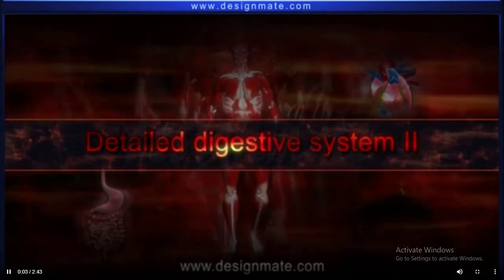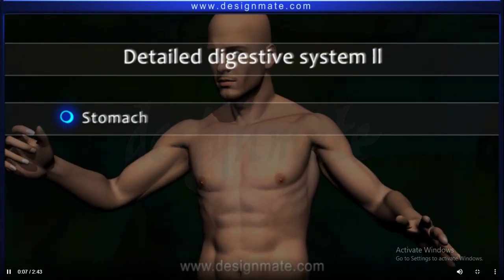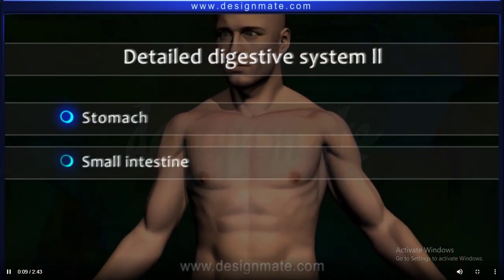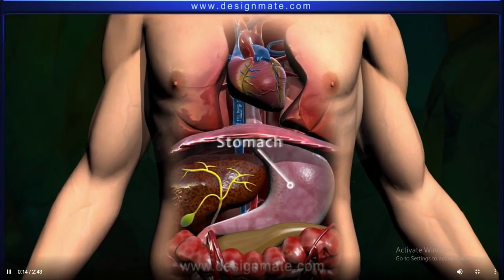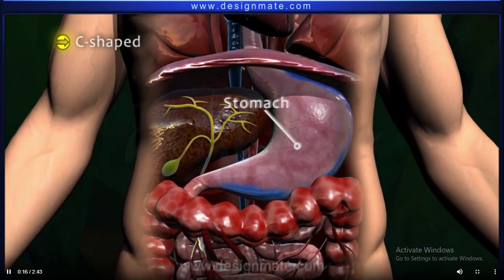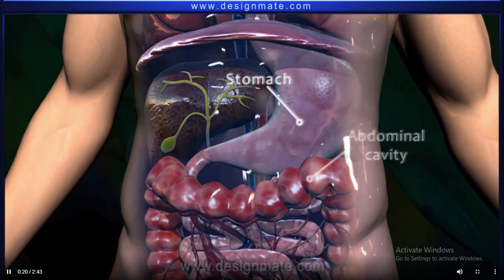Detailed digestive system 2. In this topic, we will learn about the stomach, small intestine, and large intestine. The stomach is a large C-shaped sac located on the left side in the upper portion of the abdominal cavity.